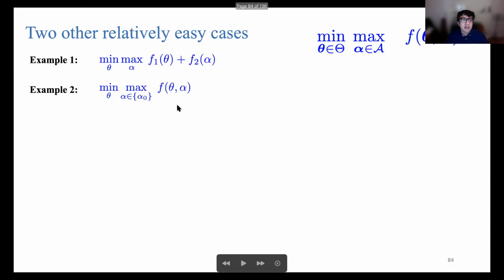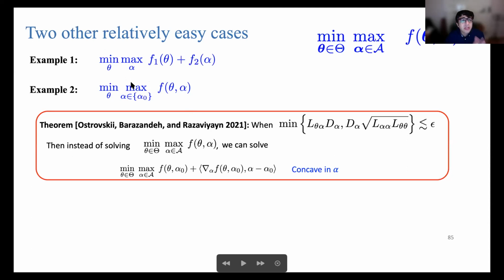In particular, if the problems with respect to theta and alpha are decoupled, this problem is easy, right? Because it's two different problems. Another case that's easy, that's an immediate observation, is when your constraint set A is, for example, a singleton. If it's a singleton, this is basically a minimization problem. This is not a min-max problem. So with this observation, you can simply ask, can we relax these two cases a little bit? And you can show that actually you can relax these two conditions.